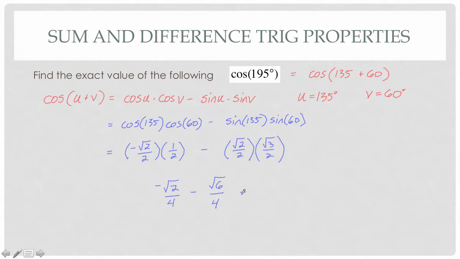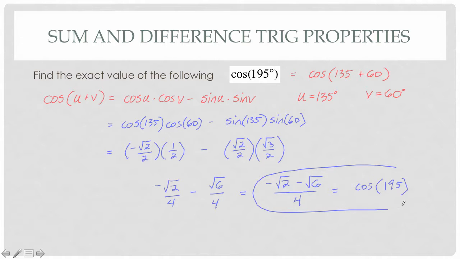And so if I subtract those, negative square root of 2 minus square root of 6, they're not like radicals, so I have to leave them separate. Negative square root of 2 minus the square root of 6 over 4. And that is going to be equal to the cosine of 195 degrees. That is the exact value right here.